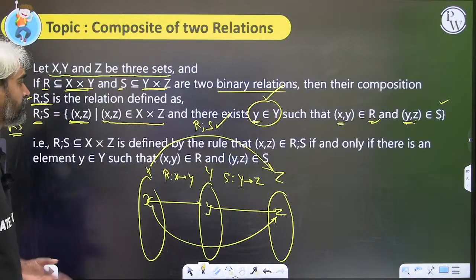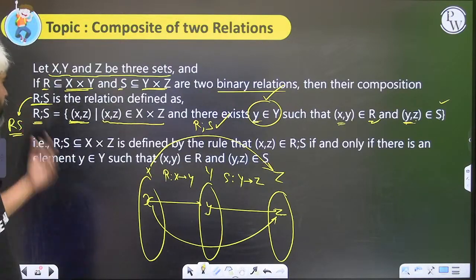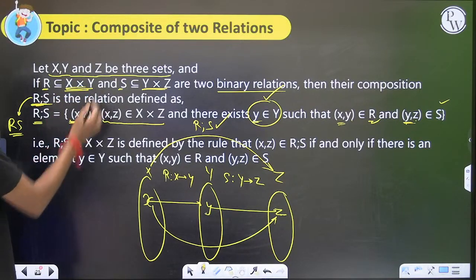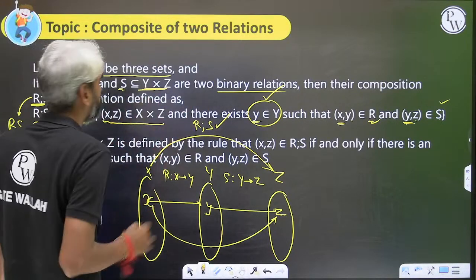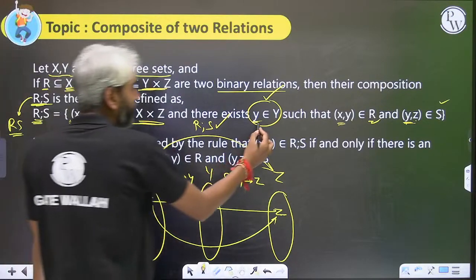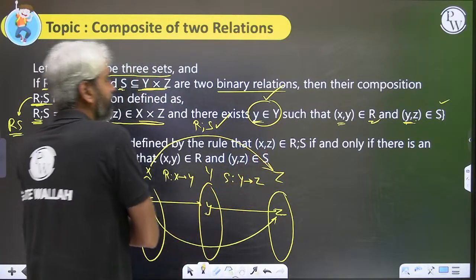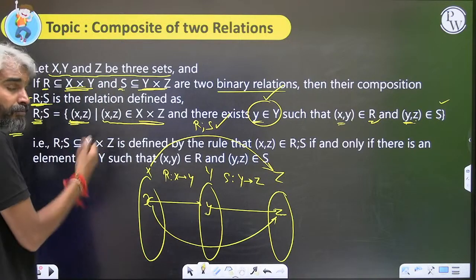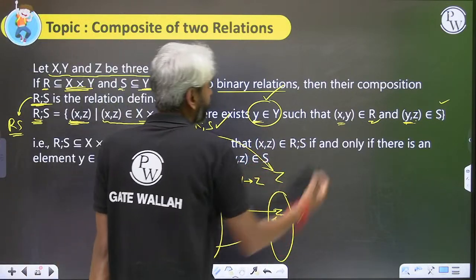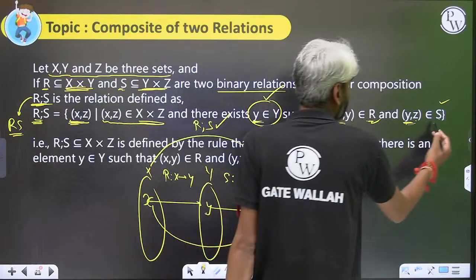So the simple concept is, what is R composite S? If R is a relation from X to Y, S is a relation from Y to Z, then R composite S is a relation from X to Z such that the ordered pair (x, z) will belong to this composite relation only if there exists an element y such that (x, y) belongs to R and (y, z) belongs to S.